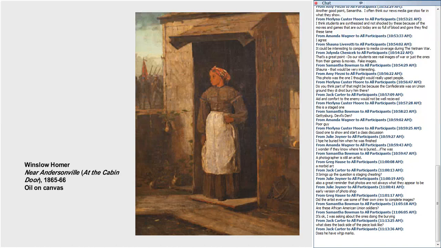Like most of Homer's pictures, they're always open-ended. The question is, how is this going to end up? What's the conclusion of the story going to be? And he's leaving audiences, in a sense, open. He's letting the audience decide that question.